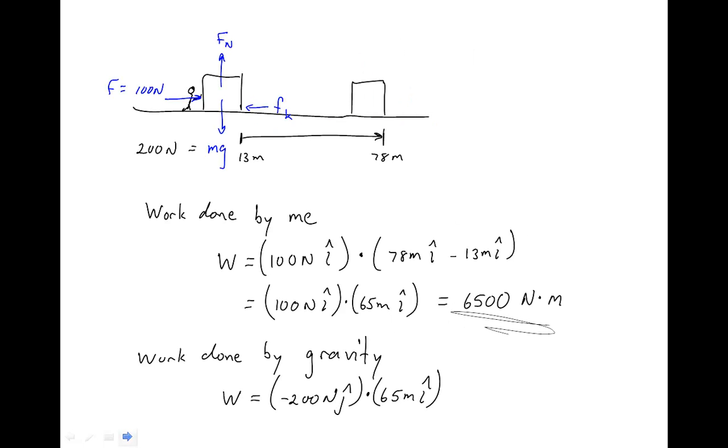So let's take a quick look at the work done by a couple of forces. This is just a relatively simple example. So let's assume that I'm pushing on a box with a force of 100 newtons. So there I am pushing on this box. There's a gravitational force acting on the box, there's a normal force acting on the box, there's a frictional force acting on the box. And the box is going to start 13 meters away from some origin, and we're going to end up 78 meters away from that same origin.